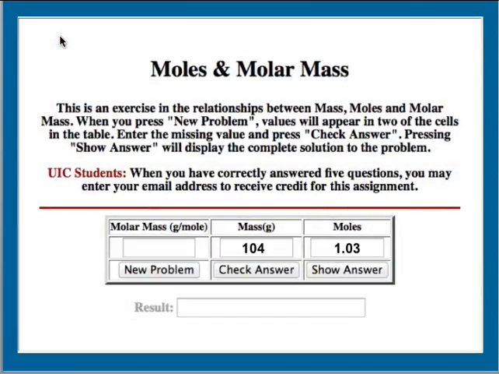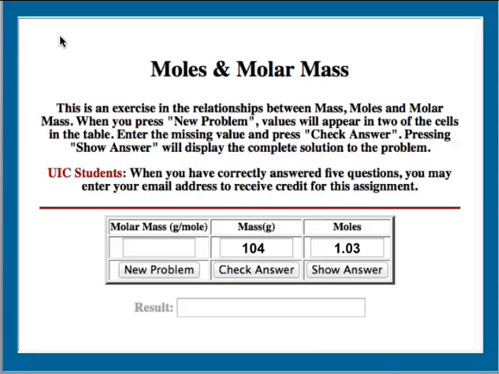All right, tutorial time. This is a very simple tutorial. You're simply given one of these things and you have to fill in the missing. Here we are given moles and mass. We have to calculate the molar mass.